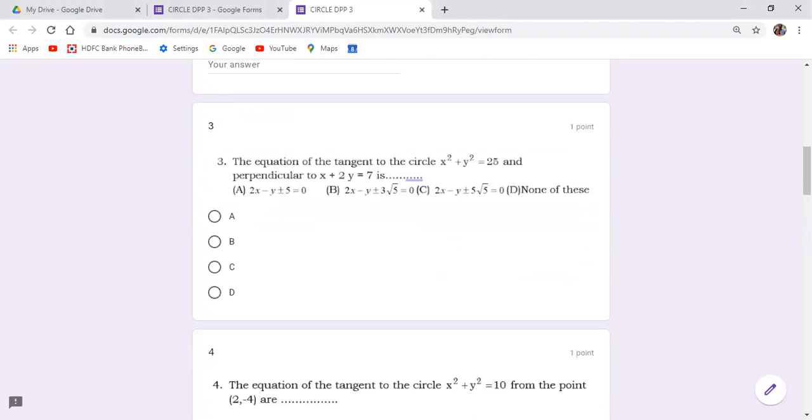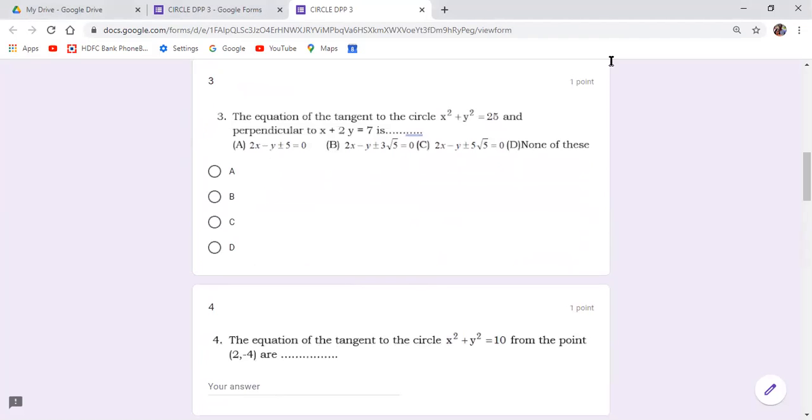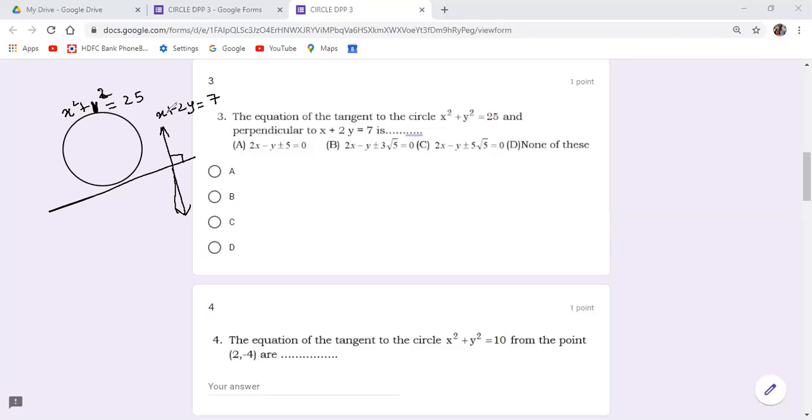Okay. Now coming to this one. Equation of tangent, same formula. So what you have this time is a circle like this. You have the equation of the circle as x square plus y square is 25. Then you have a tangent like this, and you have another line perpendicular to this tangent. This is perpendicular to it, and the equation of this is x plus 2y equal to 7. I want one student to volunteer to answer this question.